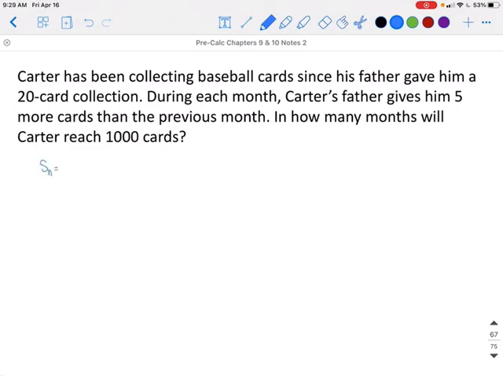So we know that we're finding the sum. We know that the sum is going to be 1,000. We don't know how many months it's going to take, but we know he's going to start with 20 cards. And we know that he's going to get 5 new cards each month.